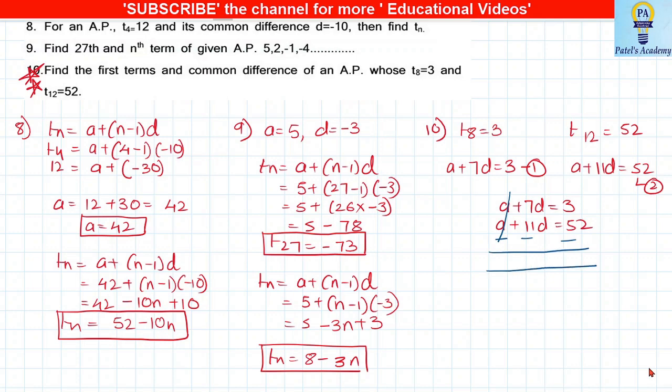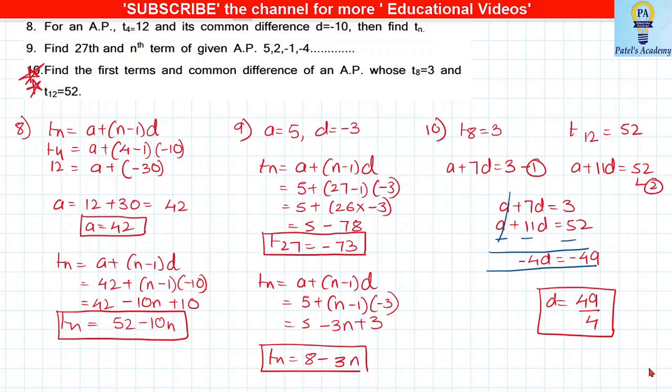So what we get is minus 4D equals minus 49. So I get D equals, minus minus cancel, 49 upon 4. Okay, we are getting a fraction, but that is okay. We can have any value of D. So we got D as 49 upon 4.